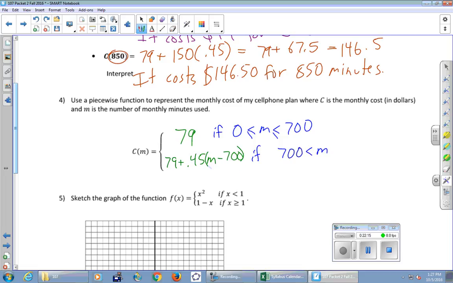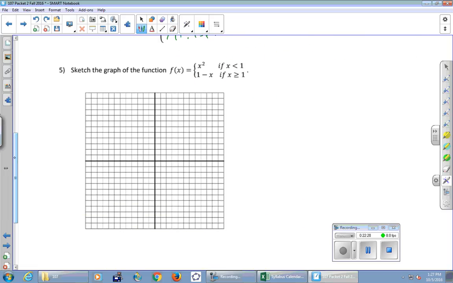Yeah, so you can see, I mean, it can be tricky, right? A lot of people want to just do 0.45 M and that feels right, but you got to exclude the first 700 minutes. Okay, so there's your formula there. And we'll do one last one. We're just going to graph this guy real quick.